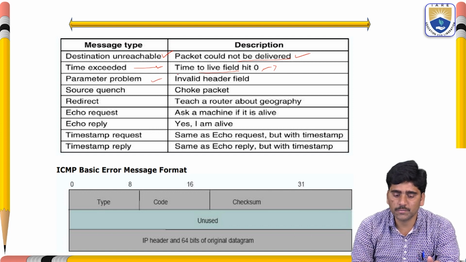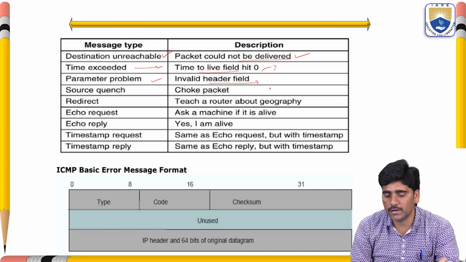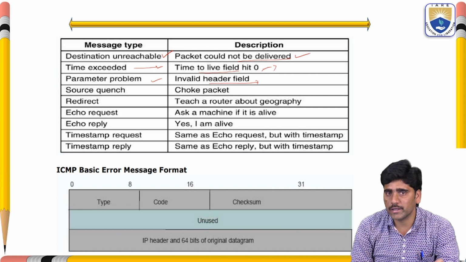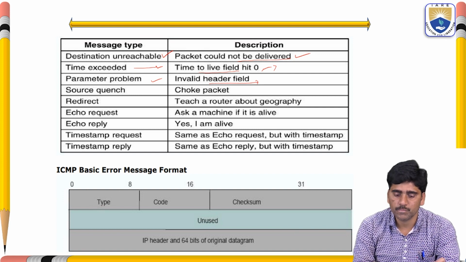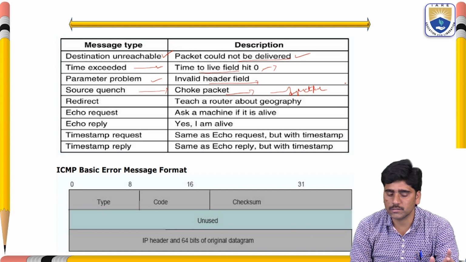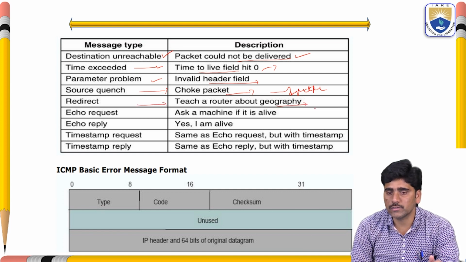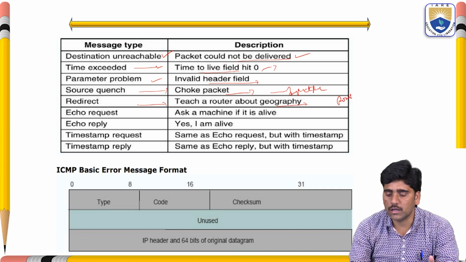And the third one, parameter problems. It identifies an invalid header field, that is, the packet contains an invalid header field. Then source quench, which is nothing but a choke packet, meaning duplicate packets or packets that are not found. And redirect, which teaches a router about geography. The router identifies the directions, which direction has to be followed.